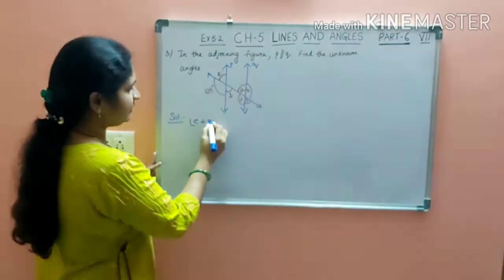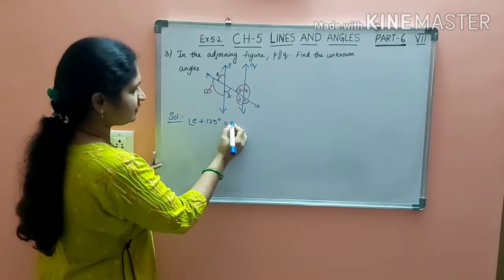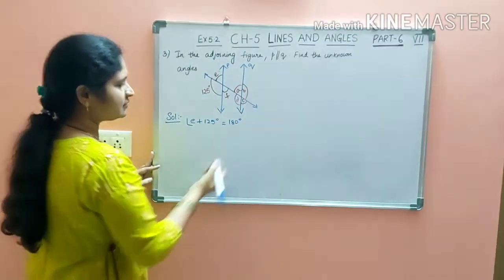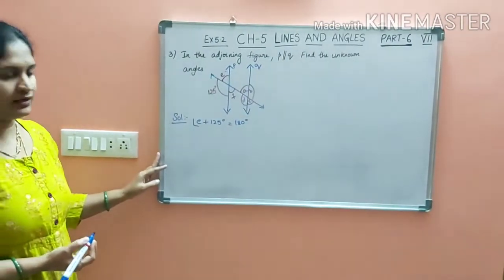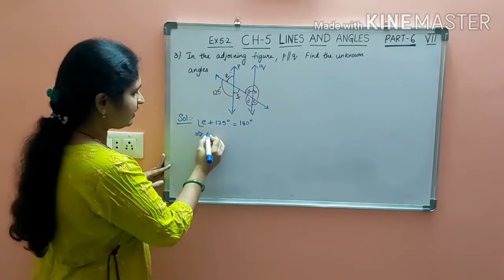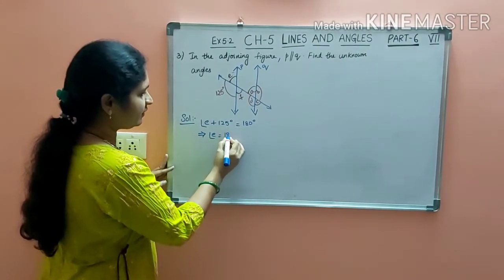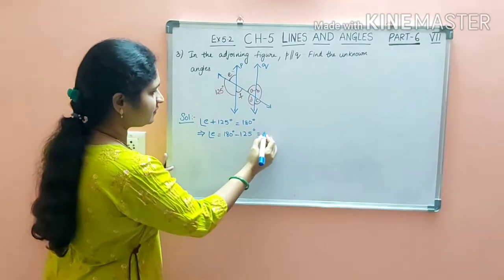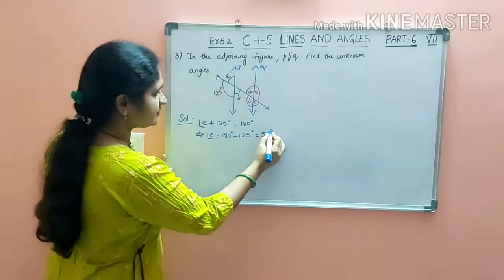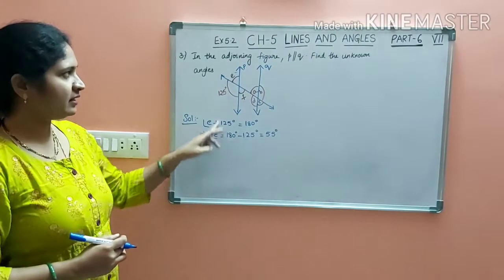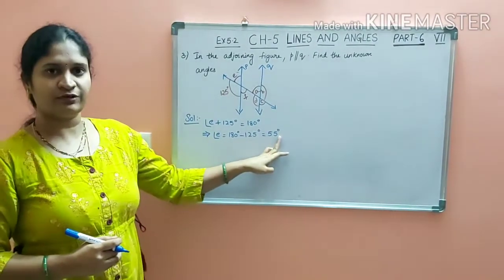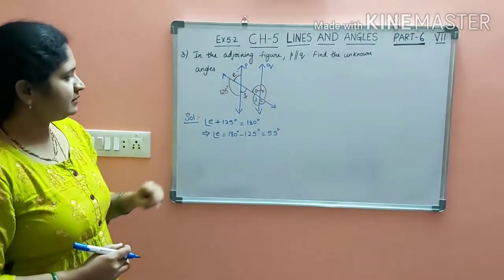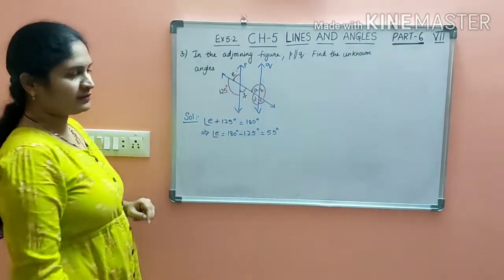Okay, angle E plus 125 degrees is equal to, linear pair means the sum of the two angles should be equal to 180. So this implies angle E is equal to 180 degrees minus 125 degrees, which is equal to 55 degrees. So we got the first unknown angle, angle E is equal to 55 degrees. Let us see angle F here.